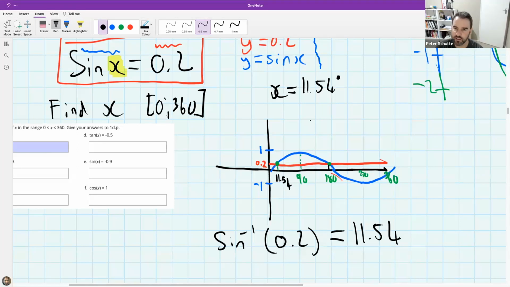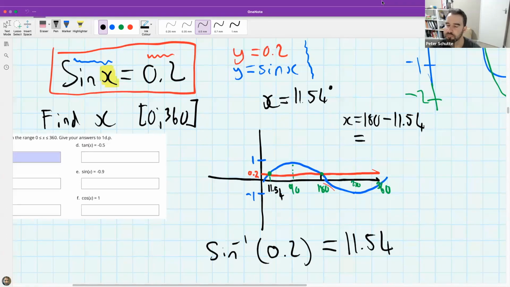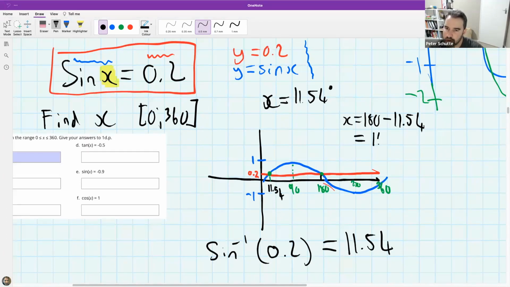So all we need to do to get this other answer, and this has to do with the CAST diagram and trig equations, is we just go 180 minus 11.54. And what do you get for 180 minus 11.54? So we get 168.46.